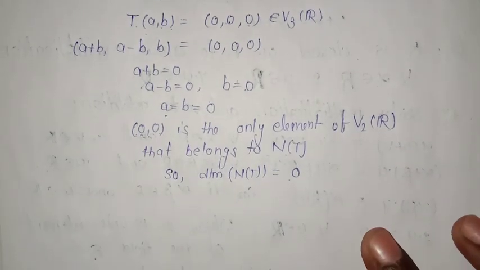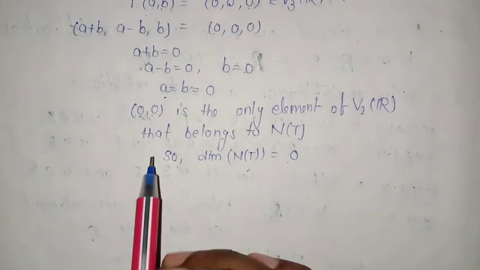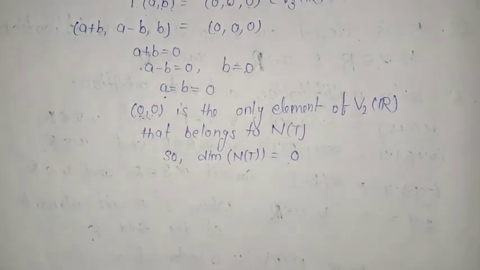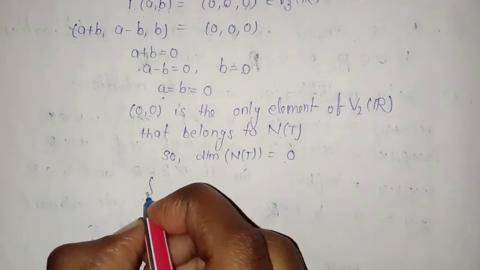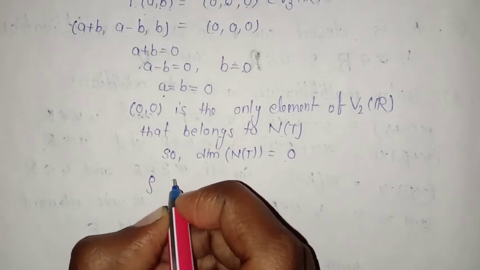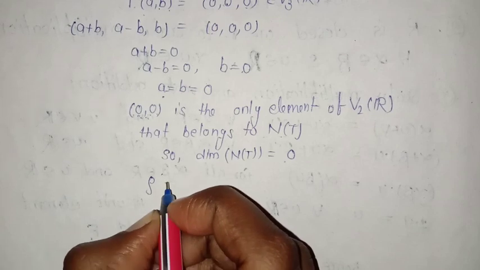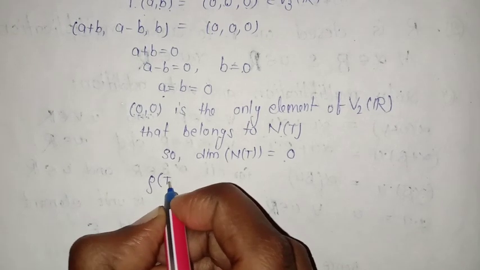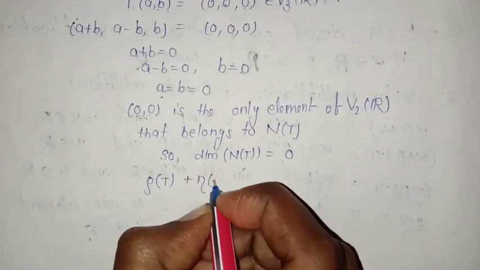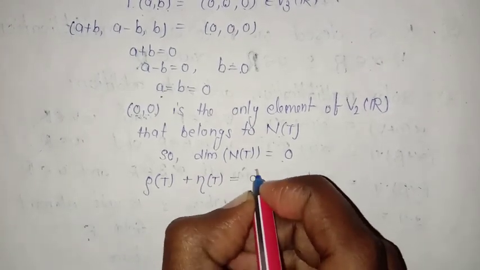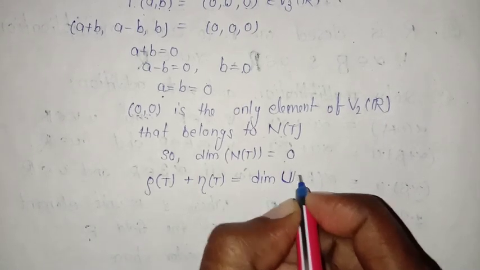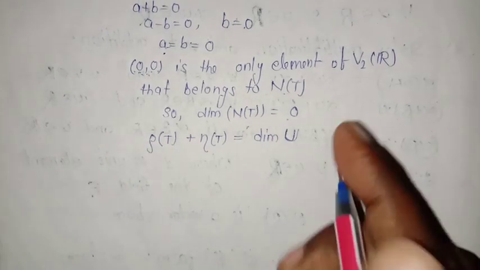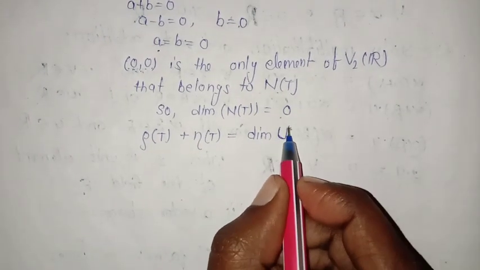There is some more concepts that I want to tell you, that is the rank nullity theorem, or we can also call it Sylvester law. I will give the proof of this theorem in my next video. I am going to just give a small hint about that: rank of T plus nullity of T is equal to the dimension of the first space, that is U. So the sum of these two is equal to the dimension of U.